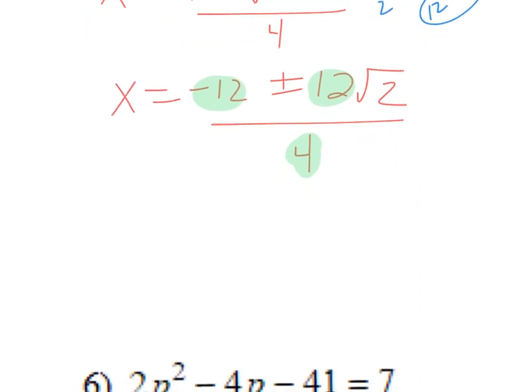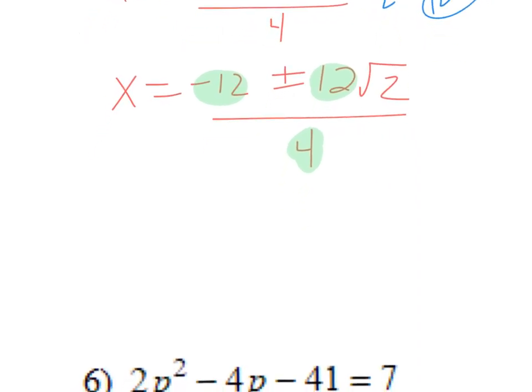Now on this guy, remember, if you can reduce your three outside numbers, you need to go ahead and do that. So in this case, I can pull a 4 out of all of those. I'm going to go ahead and pull a 4 out and get negative 3 plus or minus 3 root 2.